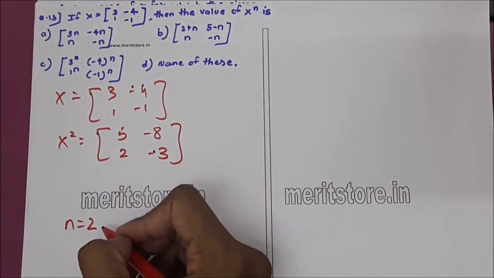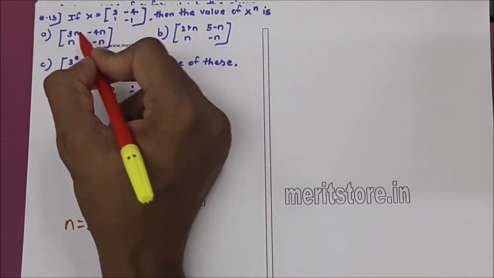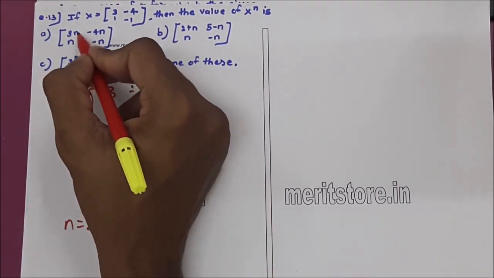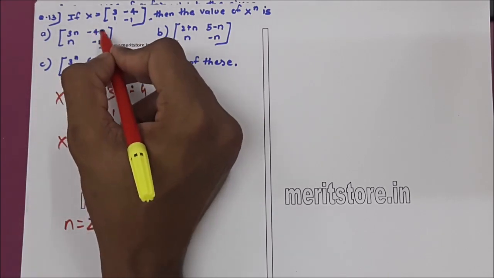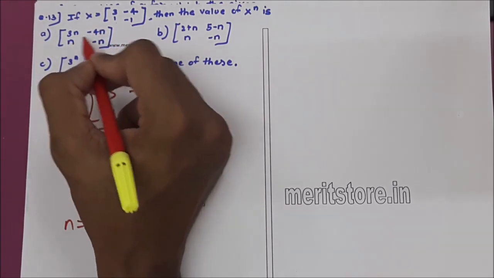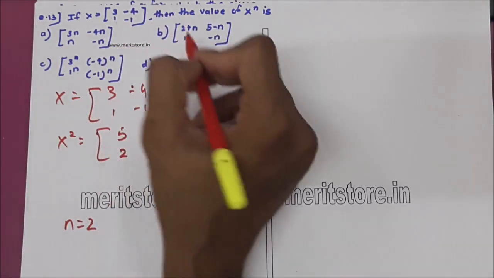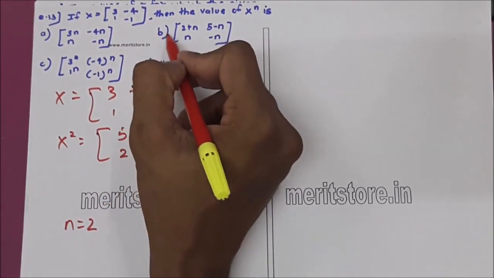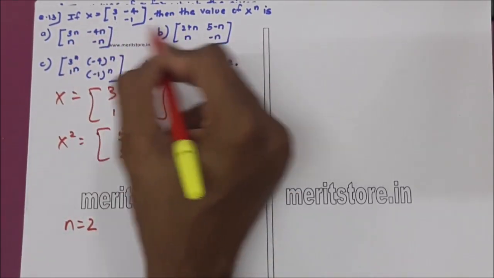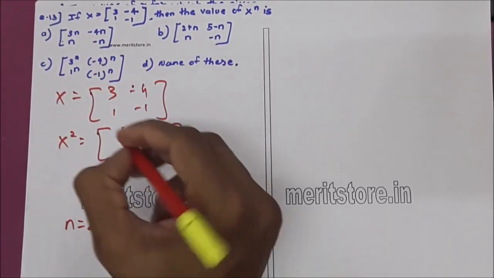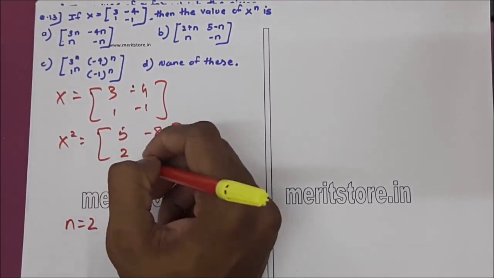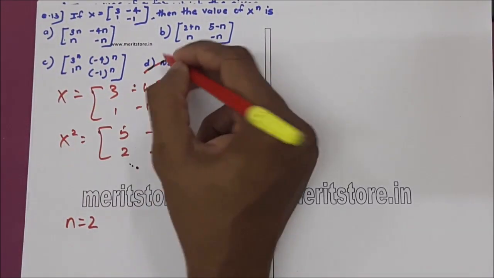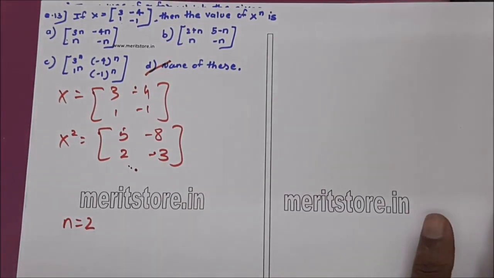If we substitute the value 2 in n, that is 3 into 2, that is 6, minus 4 into 2, that is 8, n is 2 and minus 2. So similarly we can substitute in B and C. So all the options A, B and C don't match with the matrix x square. So option D is the correct answer, that is D, none of these.